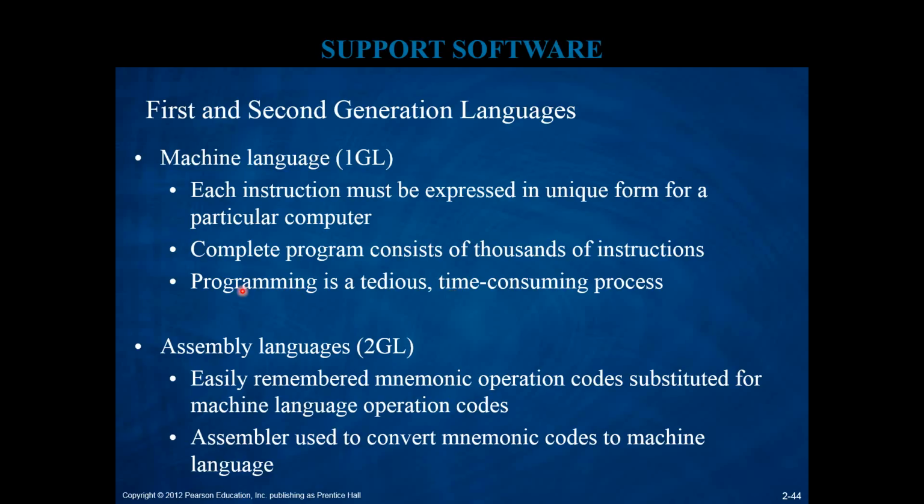So that's why second-generation languages were developed on top of the first-generation language. Second-generation languages are a bit less detailed, and they involve spelling out operations in a way that can be understood by humans, and then you use an assembler to convert assembly language into machine code.